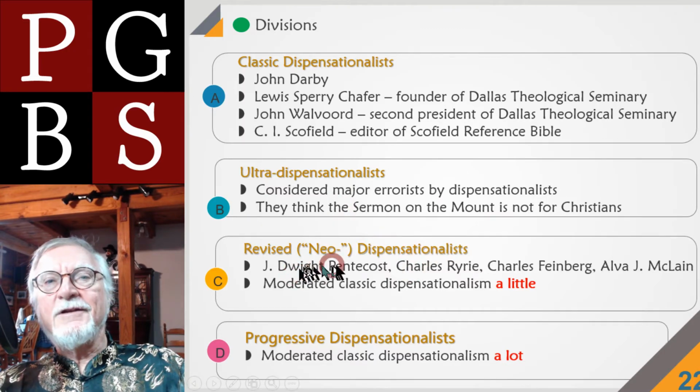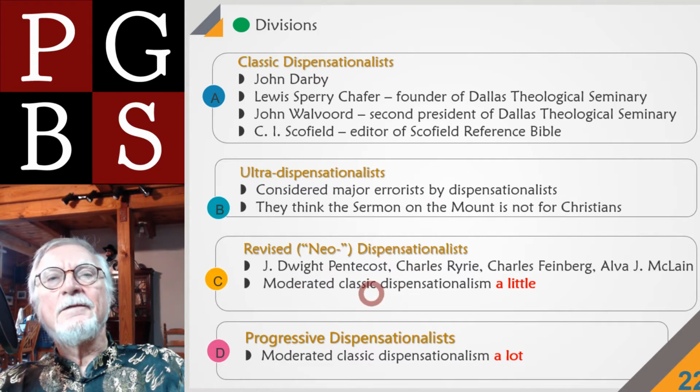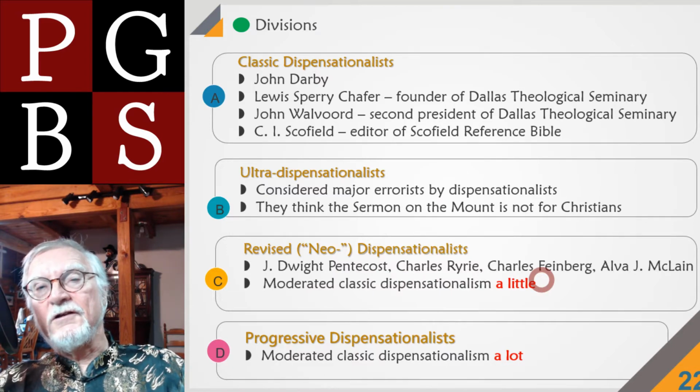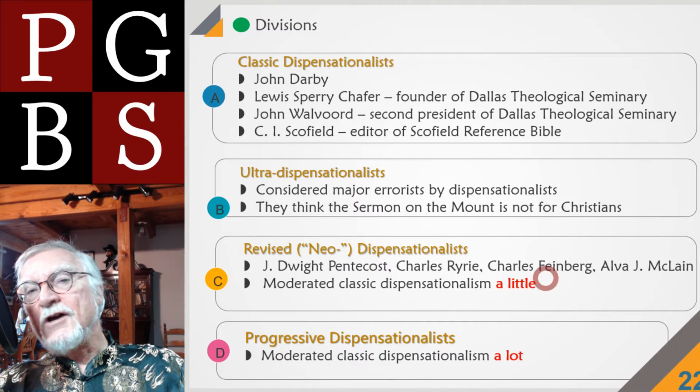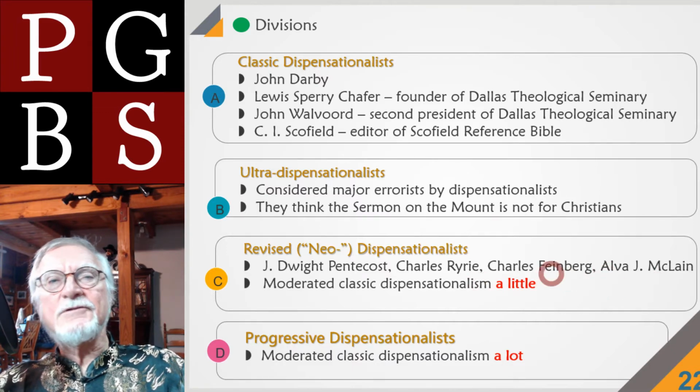Then the revised or neo-dispensationalists, 1950 to 1990 or so, that last part of the 20th century: J. Dwight Pentecost, Charles Ryrie. Here's another one I didn't mention earlier, Charles Feinberg. He is the founder of Talbot Theological Seminary. He had two sons, Paul, who was my professor at Trinity Seminary, who unfortunately died of heart failure in the early 2000s, and John Feinberg, who's still there, and Alva J. McClain. These are famous dispensationalists.